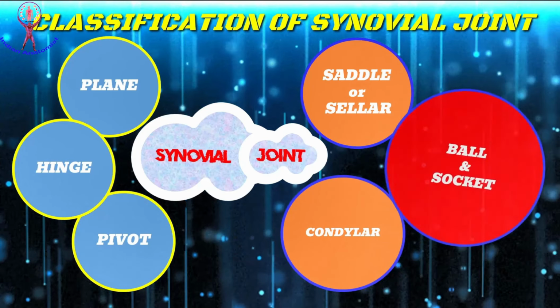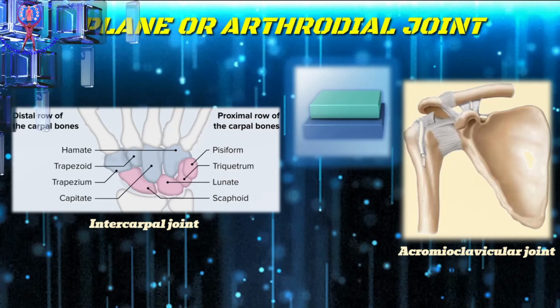What is a plane or arthroidal joint? Also called a gliding or sliding joint, movement occurs in a single axis, or uniaxial, facilitating a single movement at a time. Both articular surfaces of the bones are flat or slightly curved, so the bones slide over each other. The examples are intercarpal joints and acromioclavicular joints. The following are some pictorial examples of the plane, sliding, gliding, or arthroidal joints.